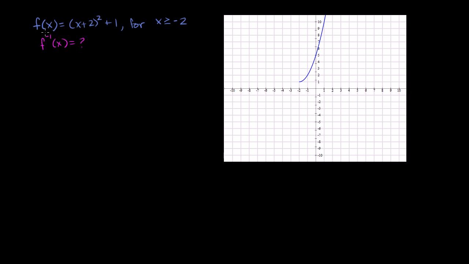We've got the function f of x is equal to (x + 2) squared plus 1. And we've constrained our domain so that x has to be greater than or equal to negative 2. That's where we've defined our function. And we want to find its inverse.